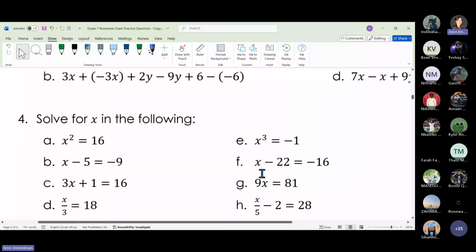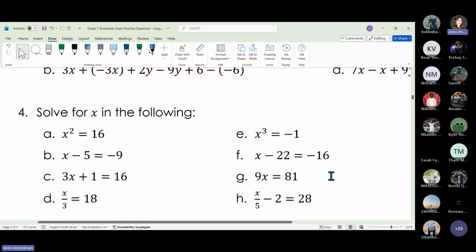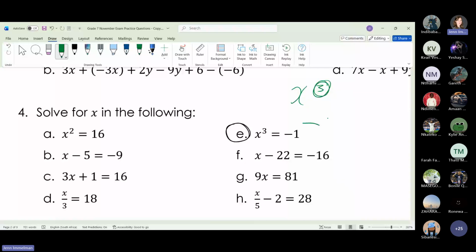Okay, here. I'm going to look at number E. So here for number E, I have x to the power of 3 is equal to negative 1. Remember, that means x to the power of 3 must be equal to this. My cubes means what times what times what gives me negative 1. My opposite of cubed is cube root.